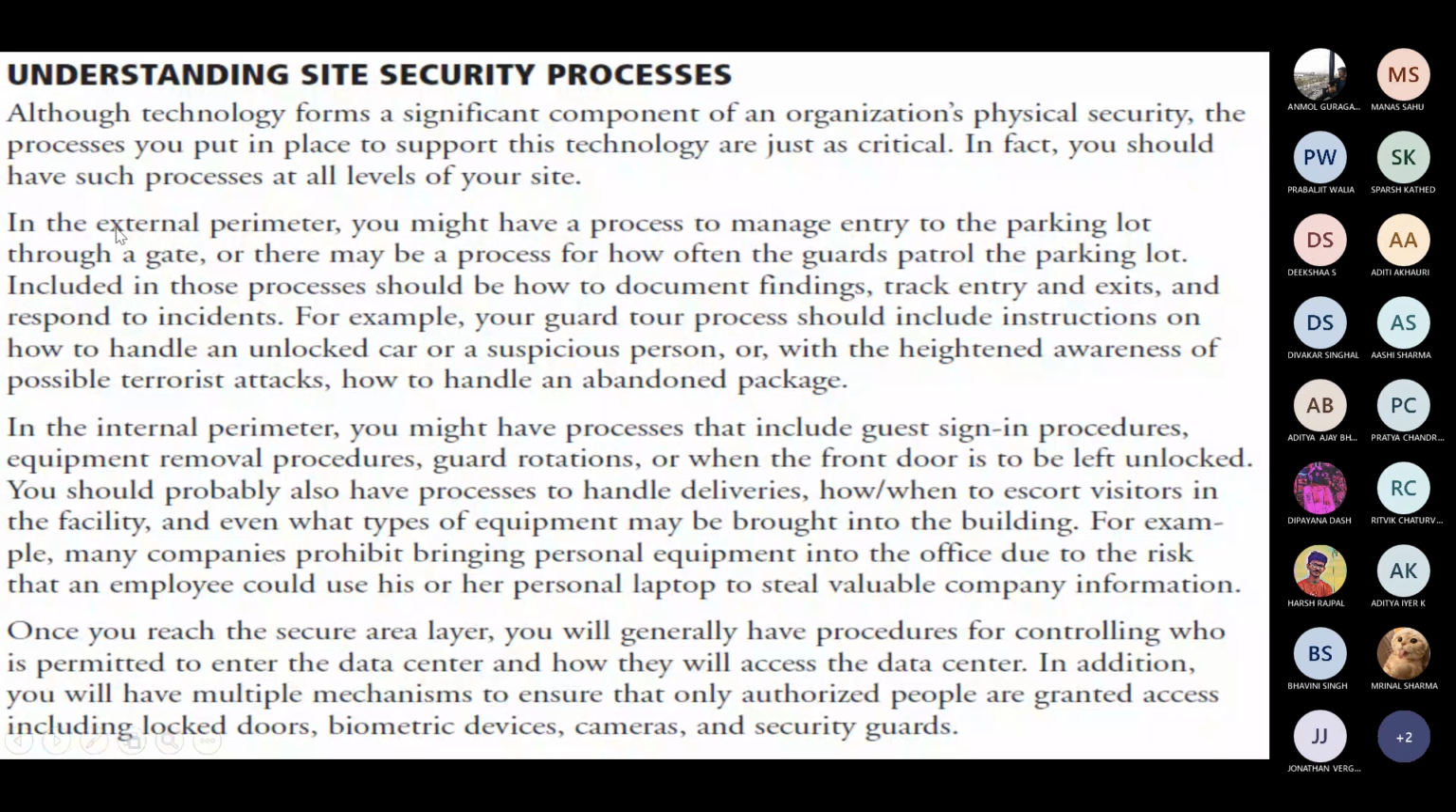And next, in the internal perimeter, you might have processes that include guest sign-in procedures. In this next layer, we include guest sign-in procedures, equipment removal procedures, guard rotations, or when the front door is to be left unlocked. Whenever the sign-in is successful, the front door will be left unlocked. Whenever the guest sign-in is unsuccessful, the front door will be locked. So it will be handled like that, and there are many other procedures in this.